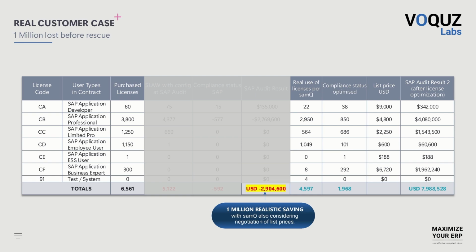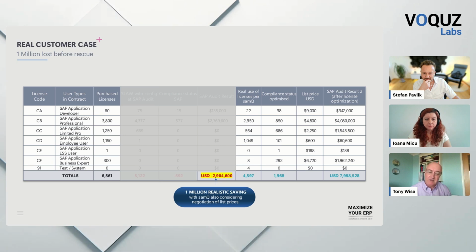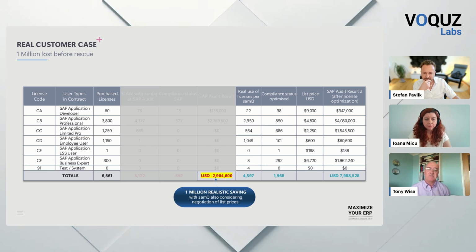And this is when I come back to, if they'd proactively done this, if they'd worked with us up front and then submitted the data to SAP, there wouldn't have even been a conversation about how much they need to pay. Because as you can see, there's a big surplus. This company was actually over licensed, not under licensed.